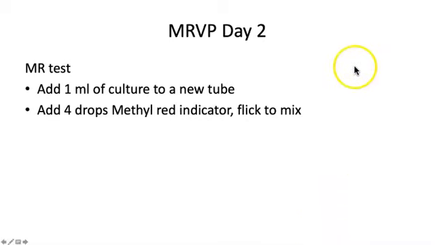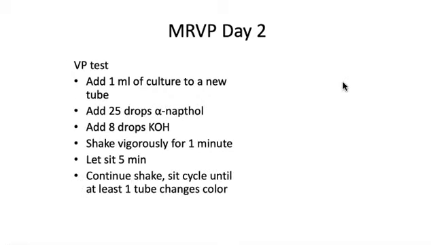So for the MR test, we add the methyl red indicator and flick it to mix it. And you should see a result immediately. In the other tube, the VP test, we add 25 drops alpha naphthol and 8 drops potassium hydroxide. You don't need to know exactly the number of drops, but you should know that the reagents that go into the VP test are alpha naphthol and potassium hydroxide.